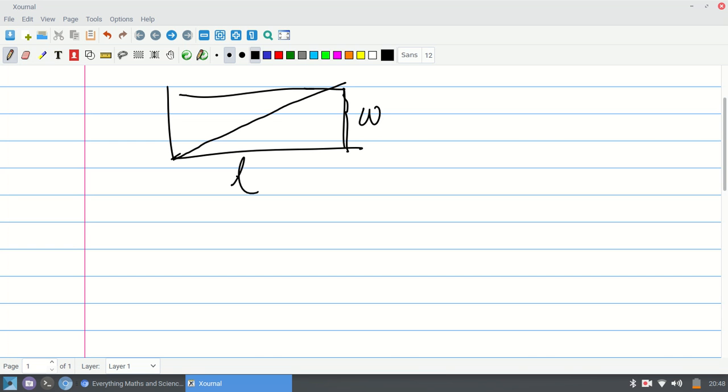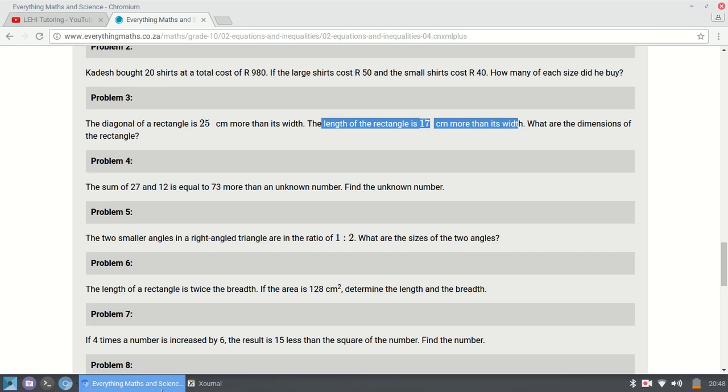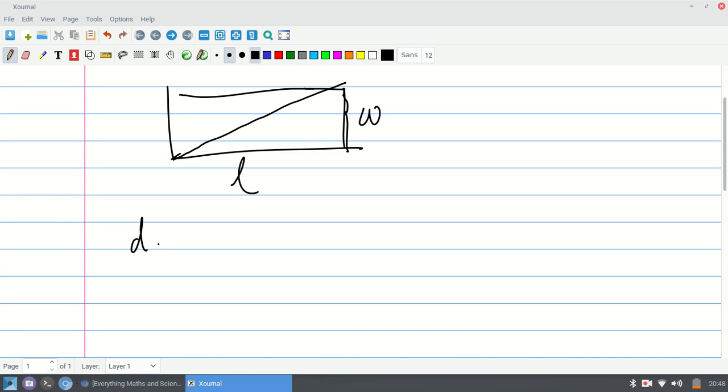Okay. Now, it says that the diagonal is 25 centimeters more than its width. So if we call the diagonal D, then 25 centimeters more than its width, this is the width. 25 centimeters more means this much, right? So if the width is 10 centimeters, the diagonal is 35 centimeters, right? You just add 25. So I'm going to put it right there, 25 plus W.